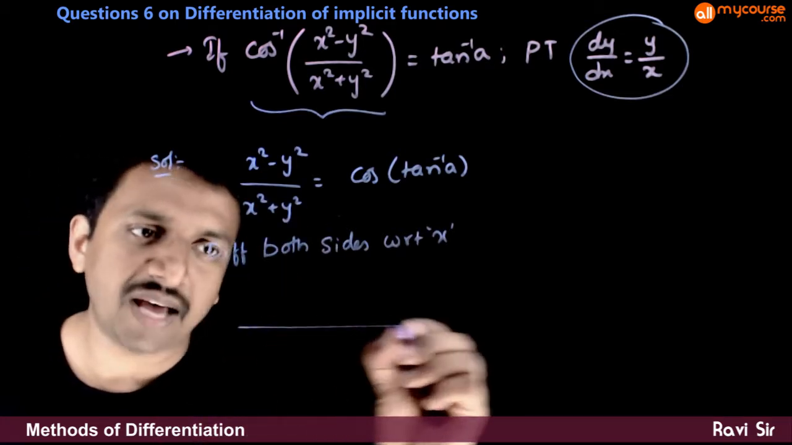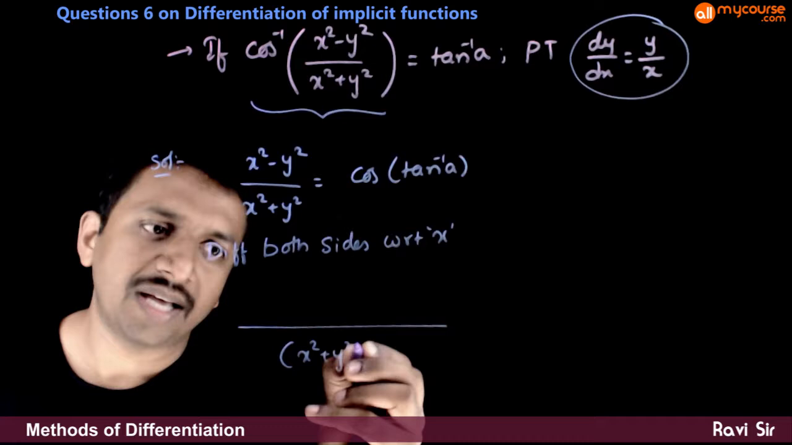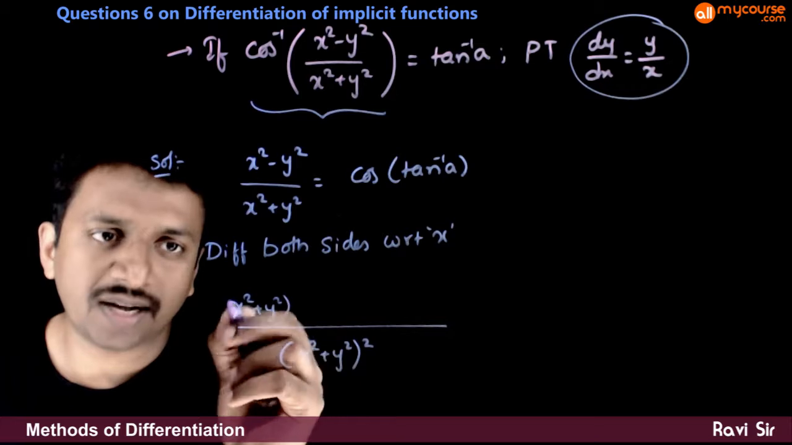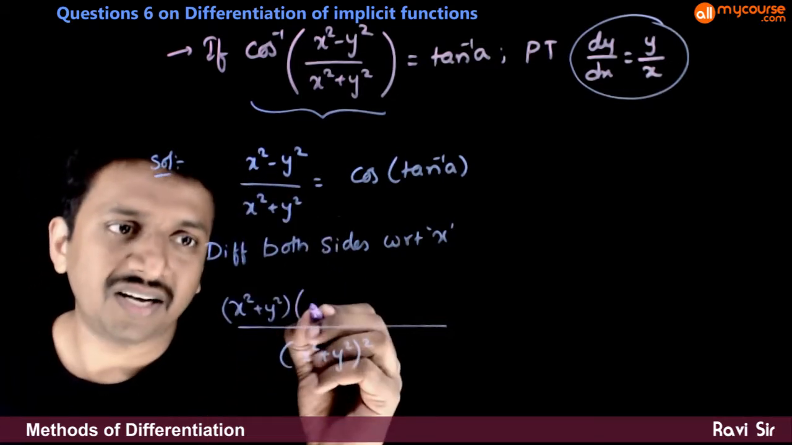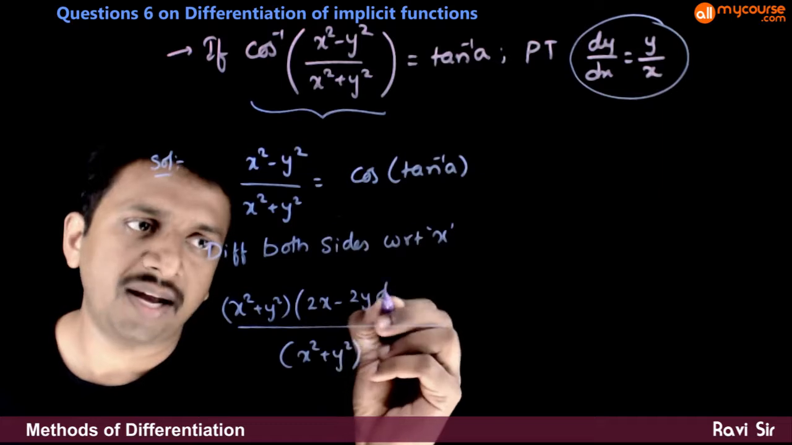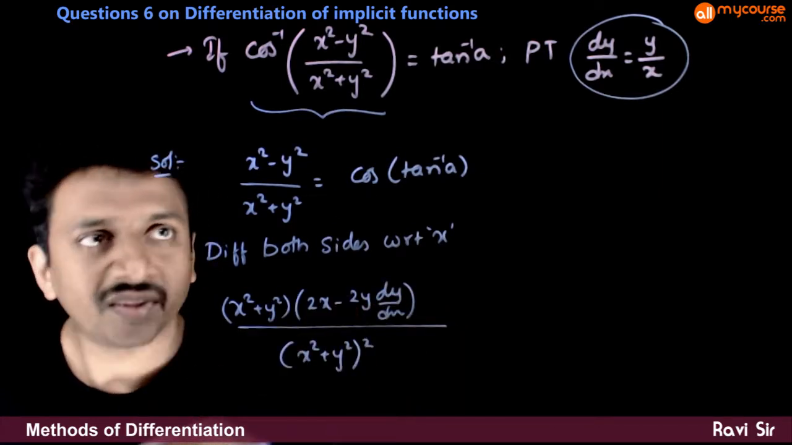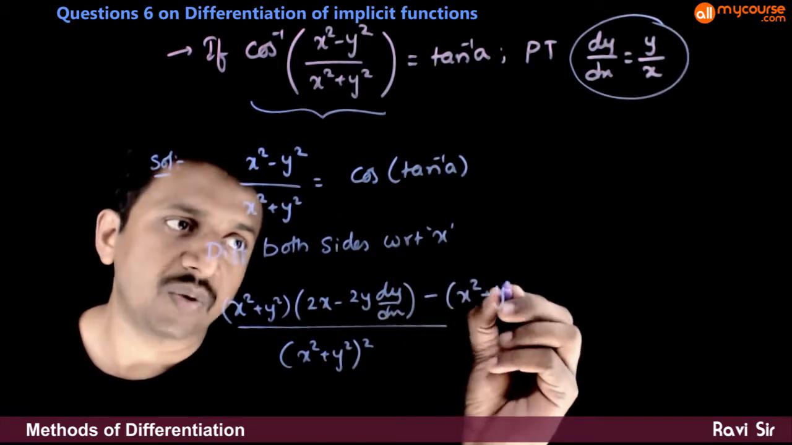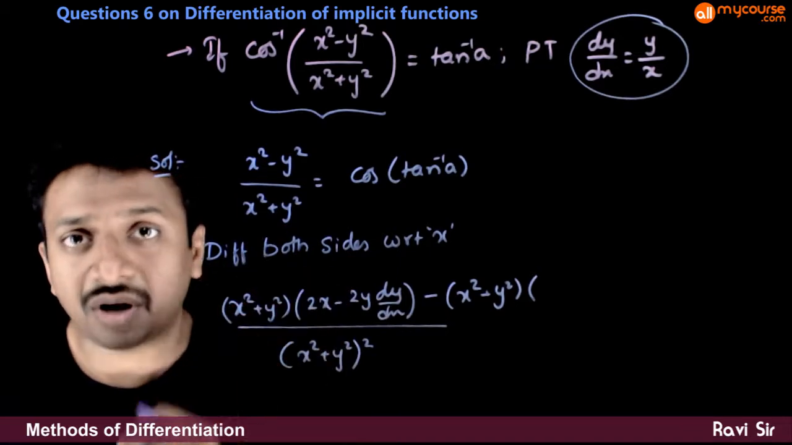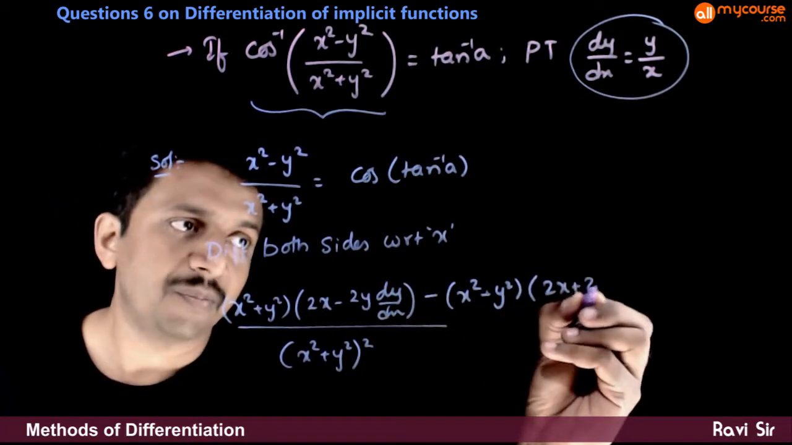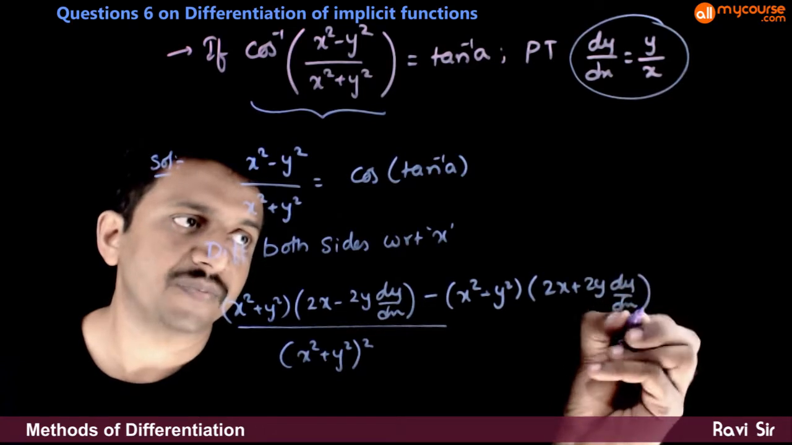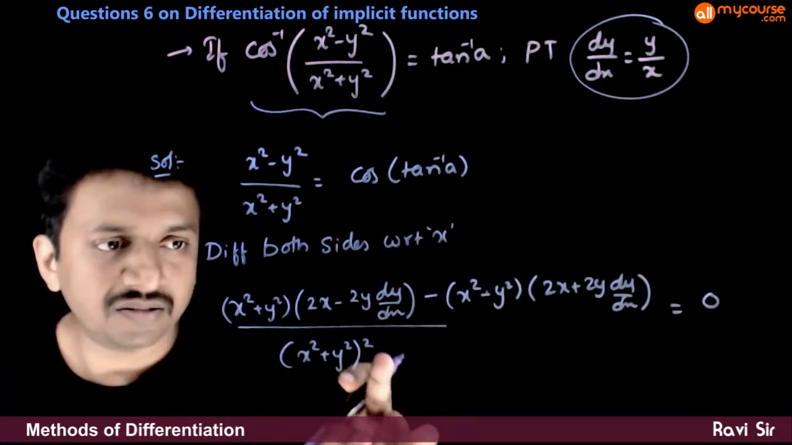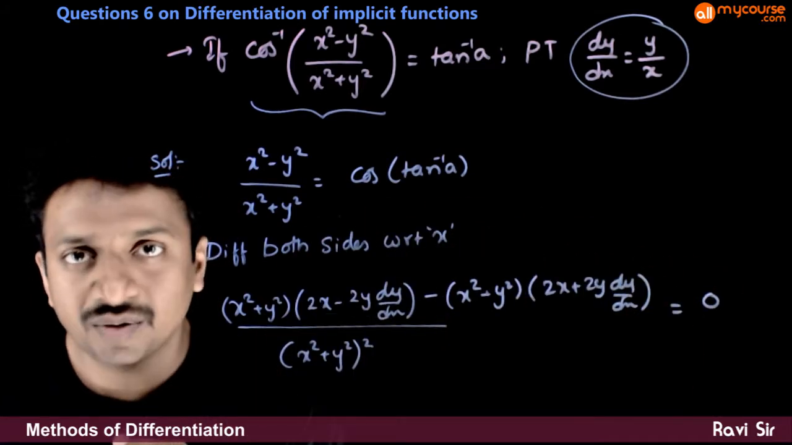So what happens is you have (x square plus y square) whole square in the denominator, and using the vu dash rule, (x square plus y square) times the differentiation of the numerator, which is 2x minus 2y dy by dx, minus uv dash, (x square minus y square) times the differentiation of the denominator, 2x plus 2y dy by dx, is equal to the differentiation of the constant, which is 0. So this gets cross multiplied and this becomes equal to 0.